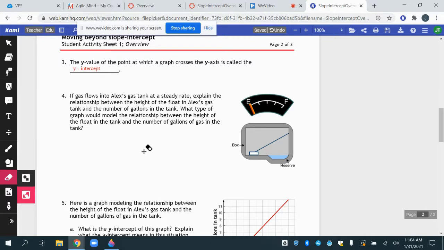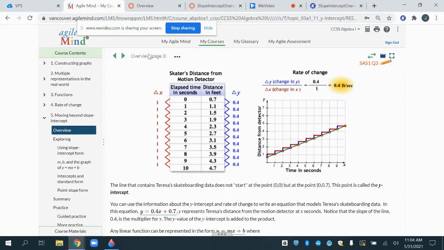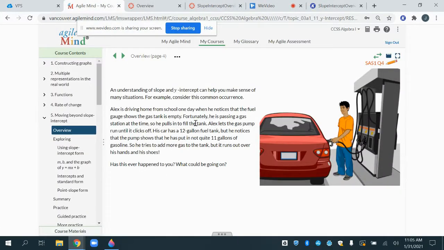To explain the relationship between the height of the float in Alex's gas tank and the number of gallons in the tank, what type of graph would model that relationship between the height of the float in the tank and the number of gallons of gas in the tank? Okay, well, let's look at what they're talking about. Here's Alex. Okay, he's driving home. Fortunately, he passed a gas station.